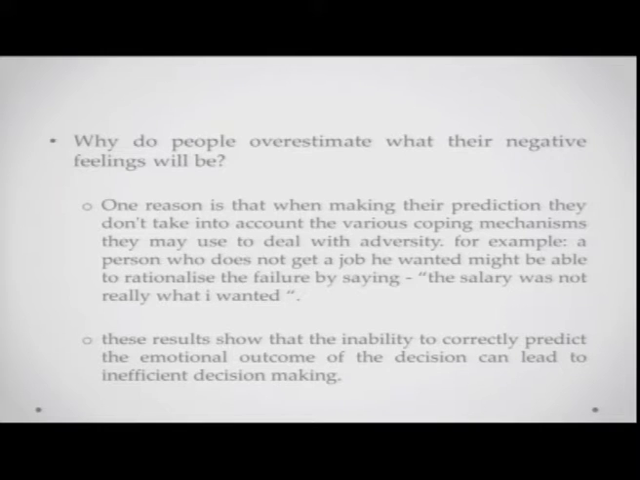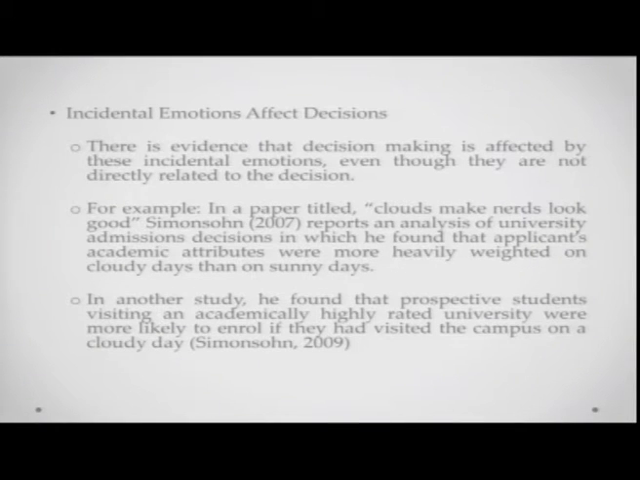Sometimes people don't take these things into account. For example, a person who does not get a job he wanted might be able to rationalize the failure by saying the salary was not really what I wanted. These results show that there is an inability to correctly predict the actual emotional outcome of the decision, and that is what is leading people to make so many of the wrong decisions, because they are overestimating negative outcomes.